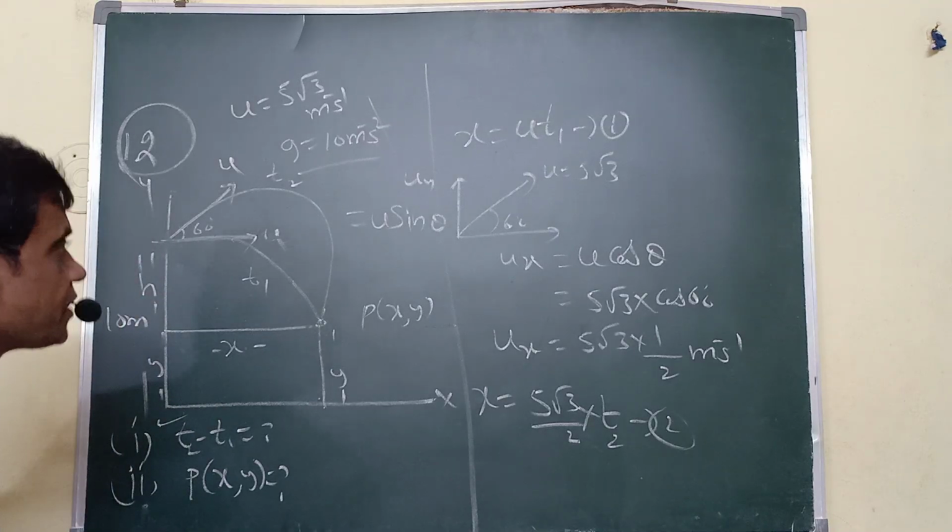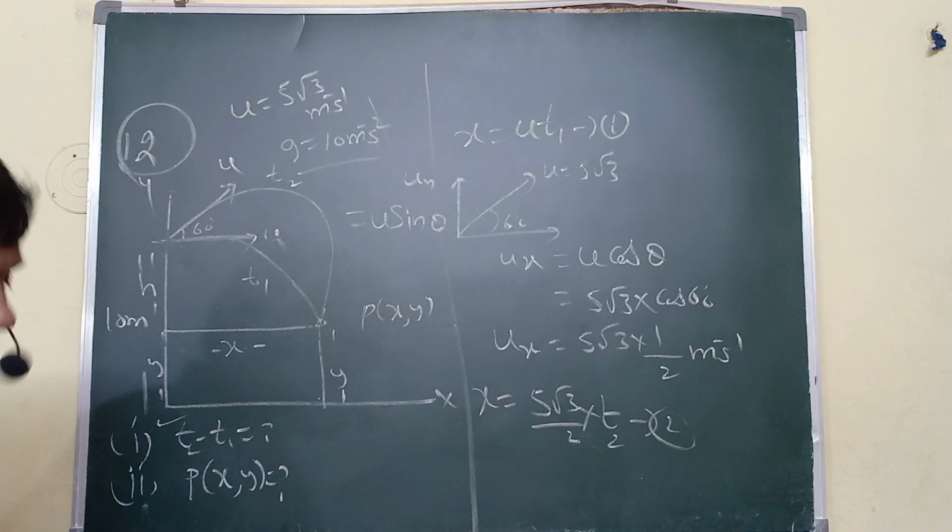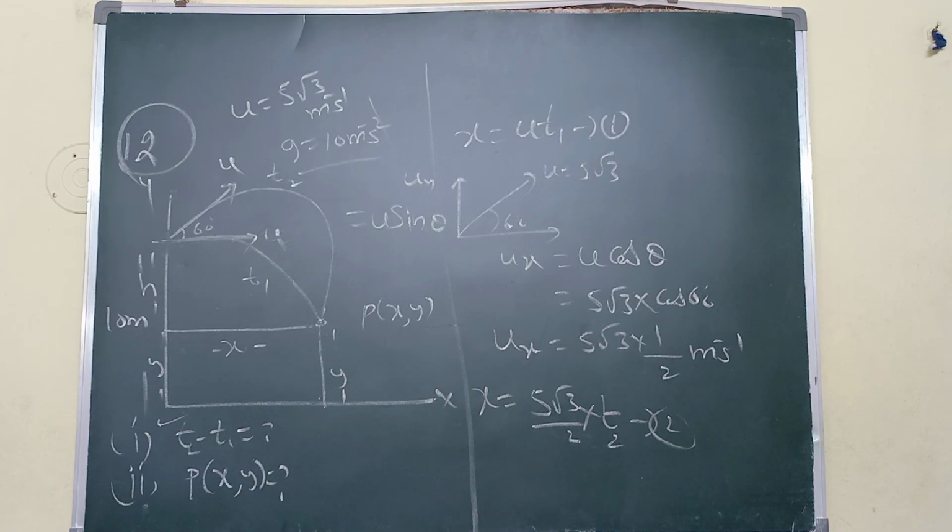In both the cases, X is the same. So by comparing these two, we get one relation between T1 and T2. Now substitute here. Then what happens? 1 equals 2.